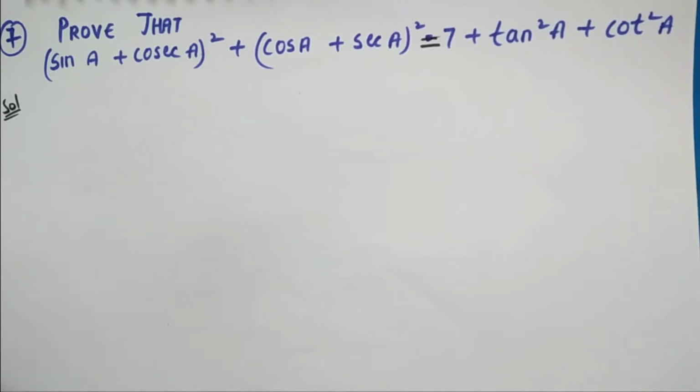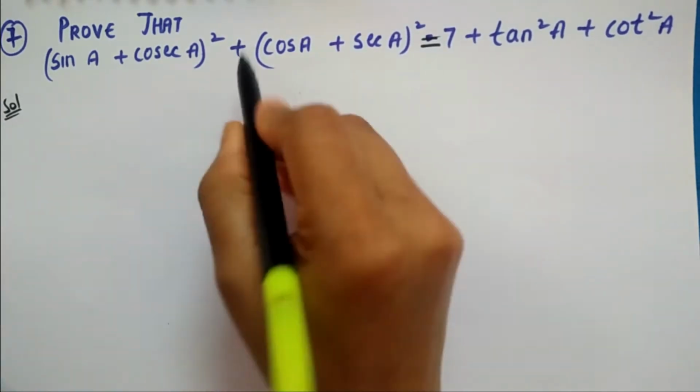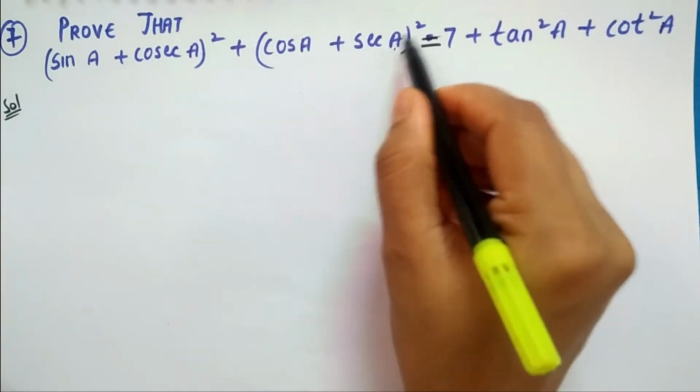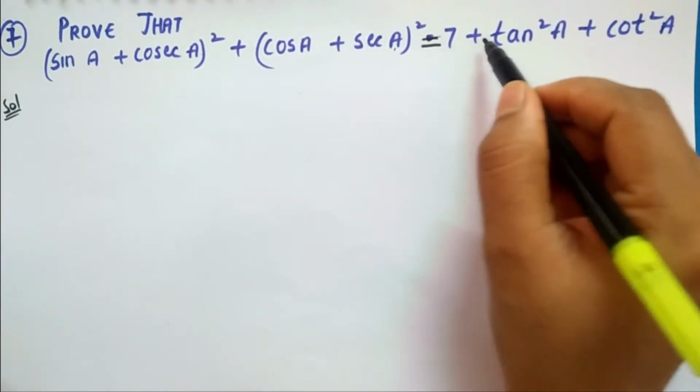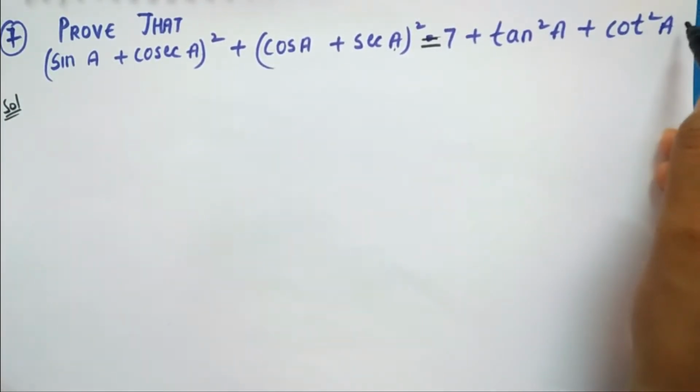Okay, let us start with the 7th question of this unit. It's given: prove that (sin A + cosec A) whole square plus (cos A + sec A) whole square is equal to 7 plus tan square A plus cot square A.